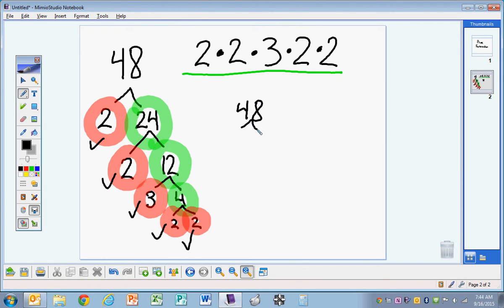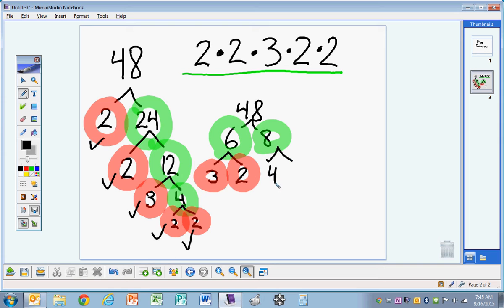I'm going to go with 6 and 8. 6 and 8 are both composite, so the process will continue for both numbers. I find a factor pair for 6, 3 and 2, which I know are both prime, so they will stop. And for 8, I'm going to use 4 and 2. 2 is prime, so it will stop. 4 is composite, so the process will continue. That gives me 2 and 2. They are both prime. And if you notice, it's going to give us the same factor string.